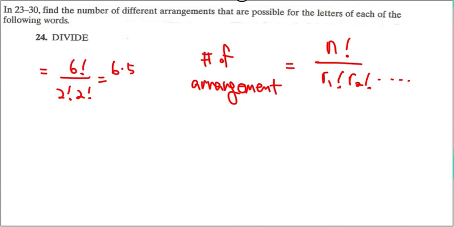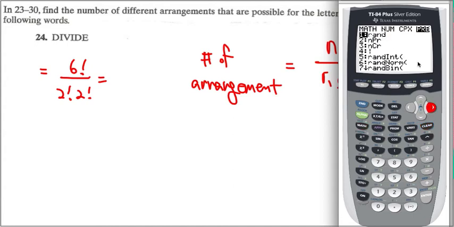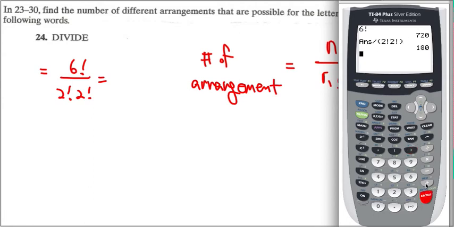Why don't we try to do that one more time, just to practice. 6 factorial. What are we going to do? 6 math all the way, and then number 4 over there, gets you 6 factorial, which is 720. But we're going to divide that by parentheses 2 factorial, number 4, and another 2 factorial, number 4 once again, and 180 becomes our answer.